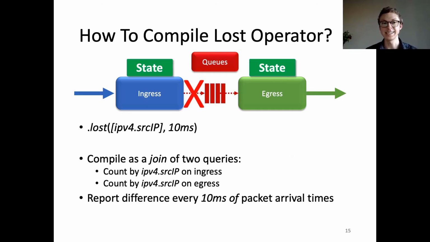So our solution is to keep state about the number of packets that are seen at each pipeline and compile the lost operator as a join of two queries, one that counts packets by source IP on the ingress pipeline and one that counts packets by source IP on the egress pipeline. Then, every 10 milliseconds, we report the difference between these two counts by source IP in order to return the final result. The gory details of how this all works can be found in our paper.